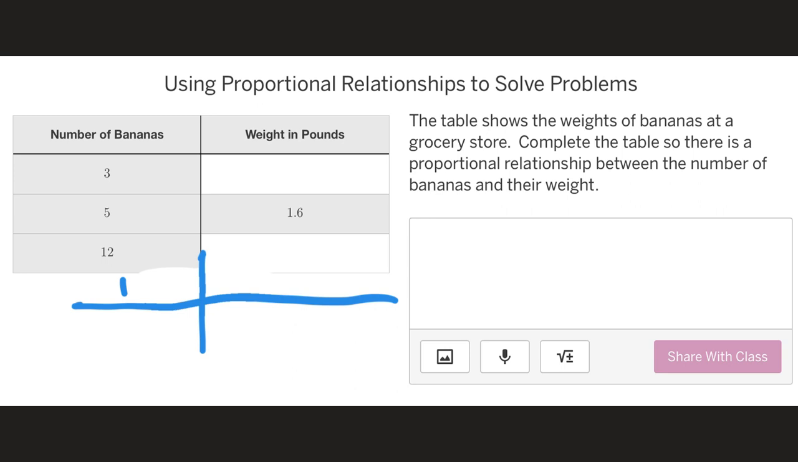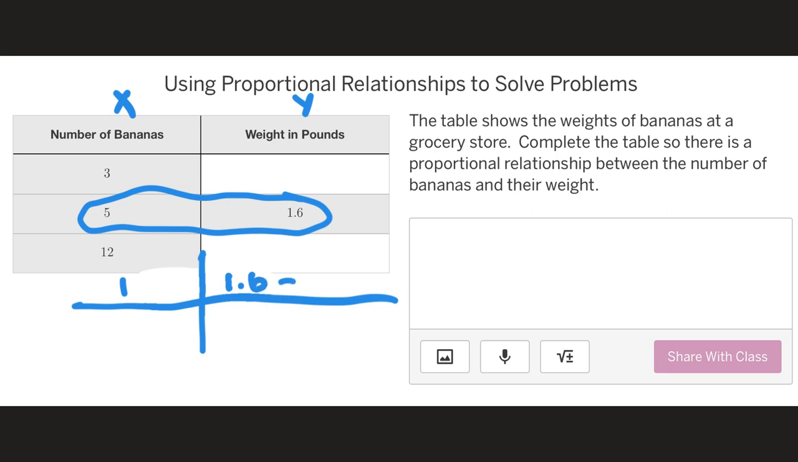So to find that constant of proportionality, I'm going to use the row that I have. This 5 and 1.6. So here's our x, here's our y. To find our constant of proportionality, we just take our y value and we're going to divide by the x value. And we get 0.32. So 0.32 is our constant of proportionality. Now we need to just kind of fill out the rest of our chart. So this is the thing that we're multiplying by each time.